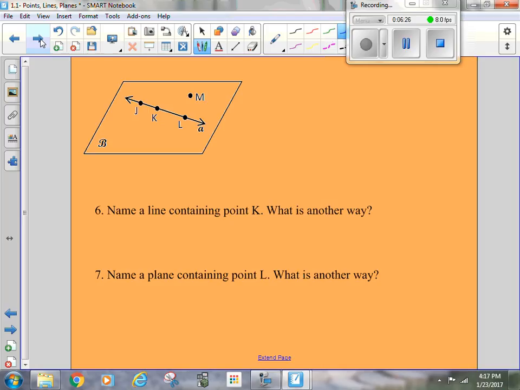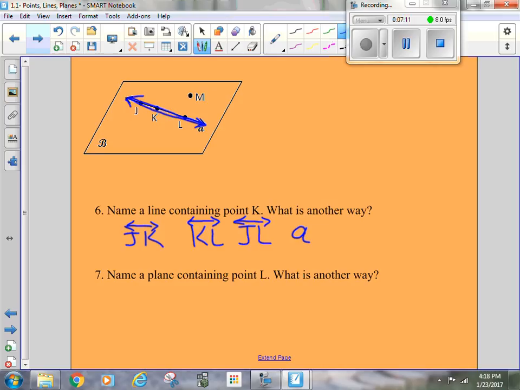So now I want you guys to name a line containing point K. And then I want you guys to find another way to label it. So you will find throughout geometry here that there are multiple ways of labeling something. So a line containing point K could be JK. Also, you could have KL or JL, or just label it with the A, because we have all of them are the same line right there and extends on in both directions.